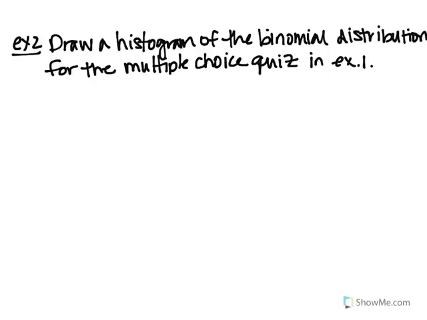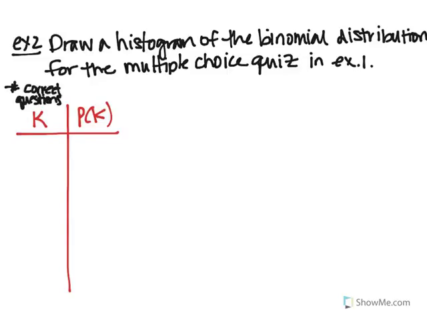So we're going to start off by making our table. So remember, k represents a success, and a success in this example was the number of correct questions. So we're going to start, if you remember, it was a 5-question quiz. We're going to start off by calculating if you get none right, so 0 successes, 1, 2, 3, 4, and getting all questions correct by randomly guessing.